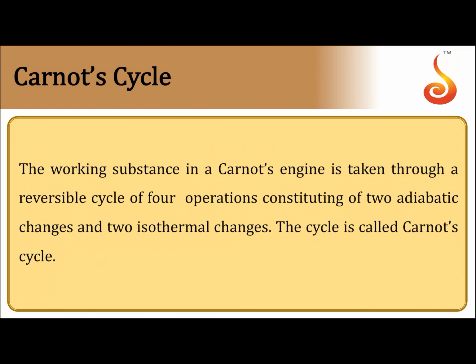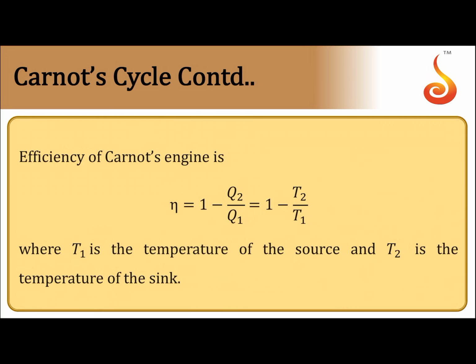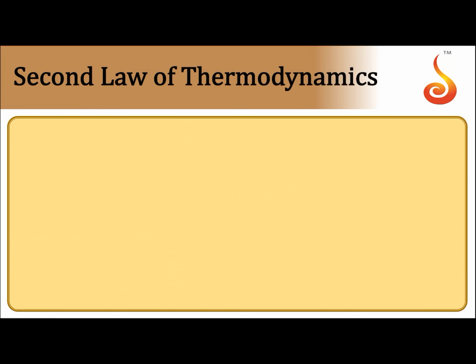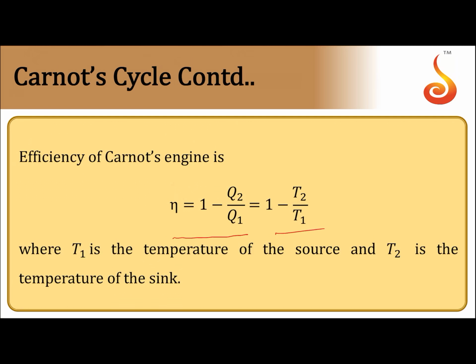Then coming to the Carnot cycle. The working substance in the Carnot cycle is taken through a reversible cycle of 4 operations constituting 2 adiabatic changes and 2 isothermal changes. So this cycle is called the Carnot cycle. Then the efficiency of a Carnot heat engine is given by 1 minus Q2 by Q1, or 1 minus T2 by T1. This can be proved, where T1 is the temperature of the hot reservoir, that is the source, and T2 is that of the sink.